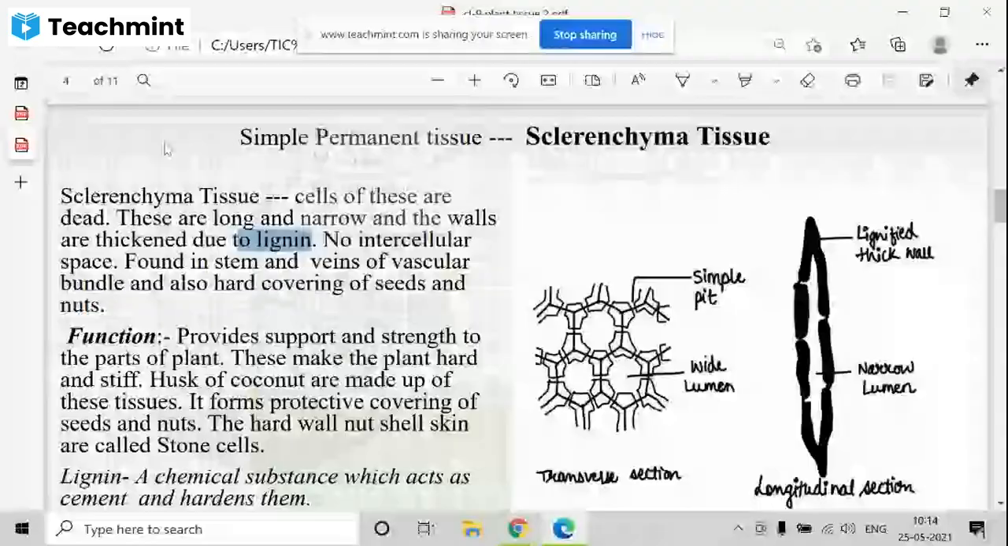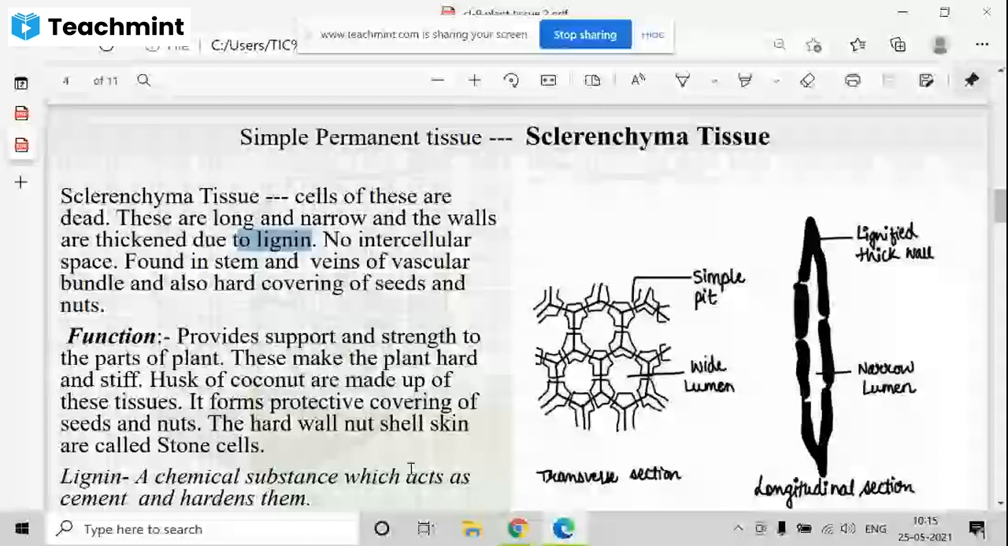Almost the same, no intercellular space. It provides support and strength to the parts of the plant, and makes the plant hard and stiff. The husk of a coconut is made up of these tissues. When you take out the coconut, you have to remove all this fiber from it, isn't it? Did you see how they remove it? Those tissues are called sclerenchyma tissue. They are long, hard and tough.